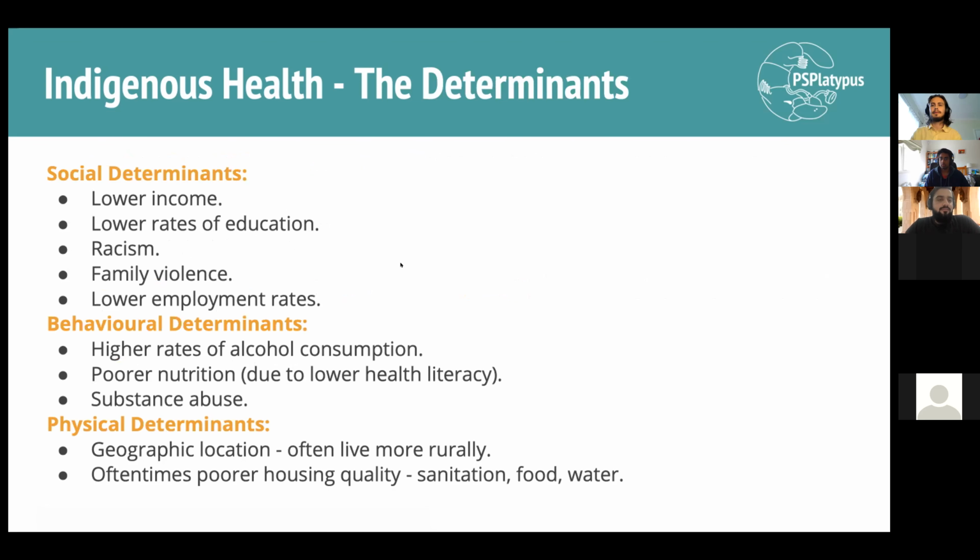So these are the determinants of indigenous health. Basically, the previous four causes are the causes of these causes. So social determinants: they have lower incomes, low rates of education, racism, family violence. Then behavioral determinants: they have higher rates of alcohol consumption, poor nutrition, substance abuse. Also physical determinants: they live in rural areas, oftentimes with poor housing quality.